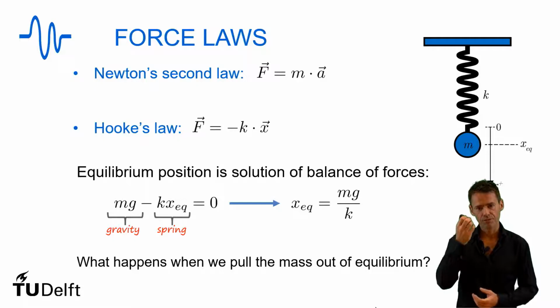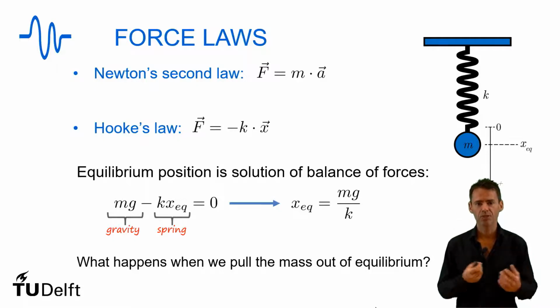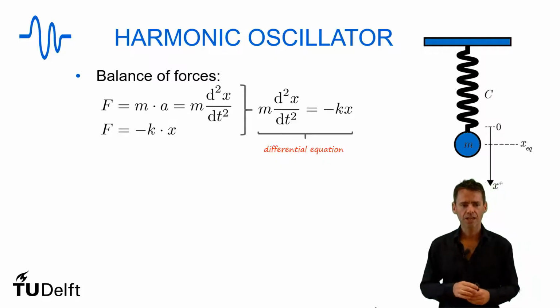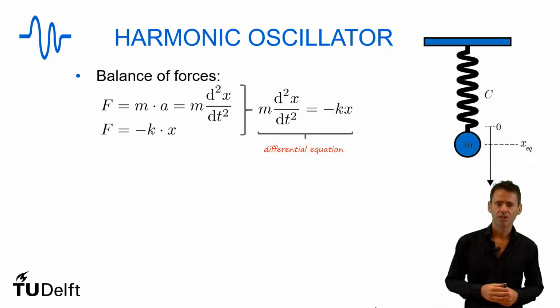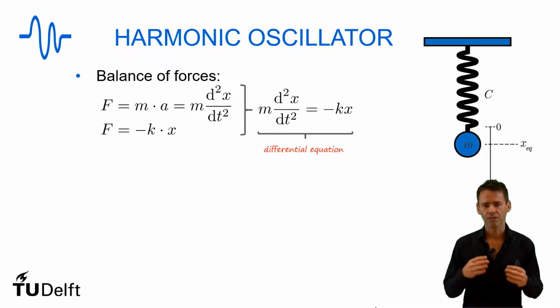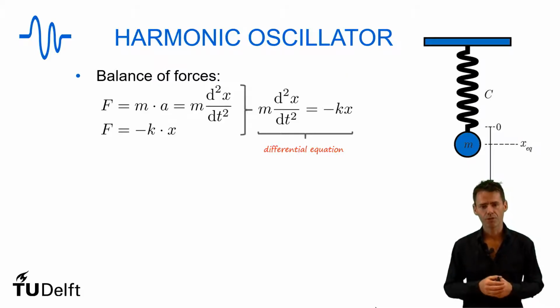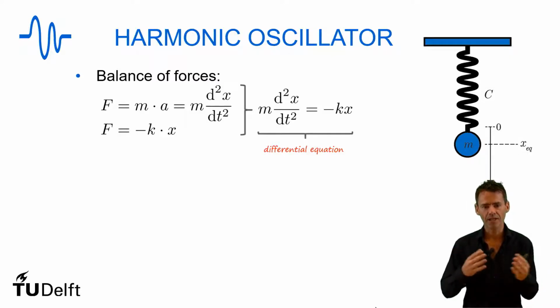We have to pull it further out of equilibrium. In this case, we still suppose that Hooke's law is present, and we now only describe the deviation from this equilibrium. So we're not considering the static effects of the gravity anymore. Then again, we make a balance of forces. We find that the force is again m times a, and the opposite force from the spring is minus k times x, and we combine it to what we call a differential equation.